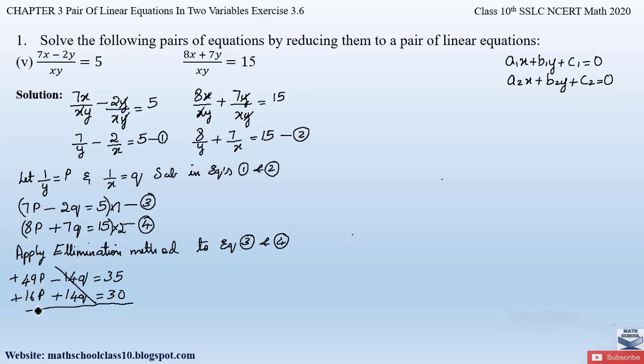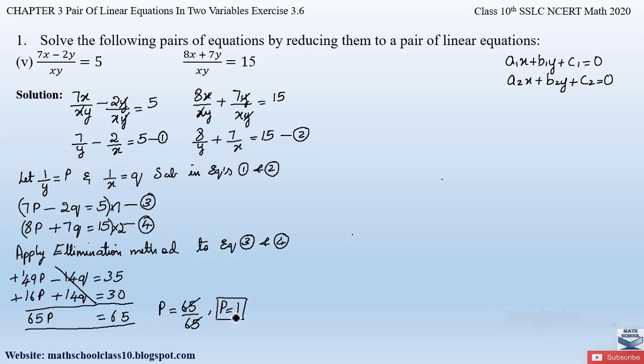Adding 9 plus 6 is how much? 15, carry 1. So 4 plus 1 is 5, plus 1 it is 6. 65p equal to, again adding 35 plus 30 because both are positive. So we get 65 again, right? So we got p is equal to 65 divided by 65. So it cancels 1 time, therefore we get the p value as equal to 1.